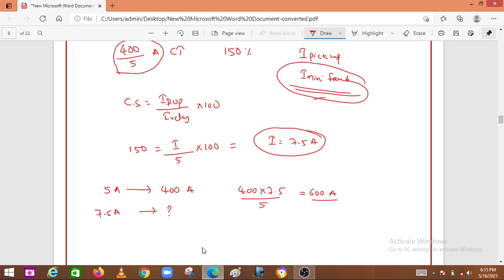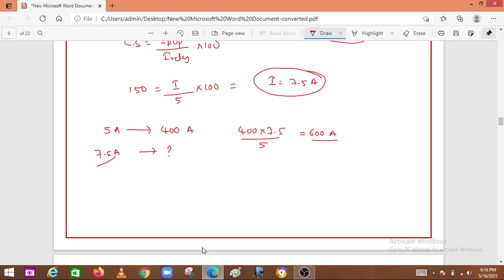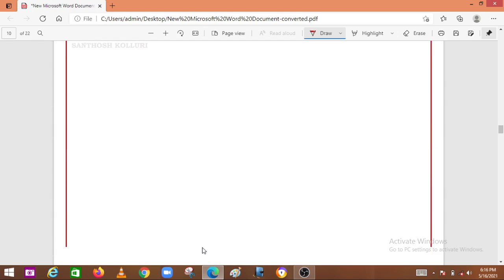So the minimum fault current is whenever the relay is about to operate, that means there exists a fault current inside the circuit. As long as the primary side is facing the fault current, the secondary side also has fault current. So I know the secondary side current rating. If I calculate the primary side current, that is nothing but our minimum fault current.